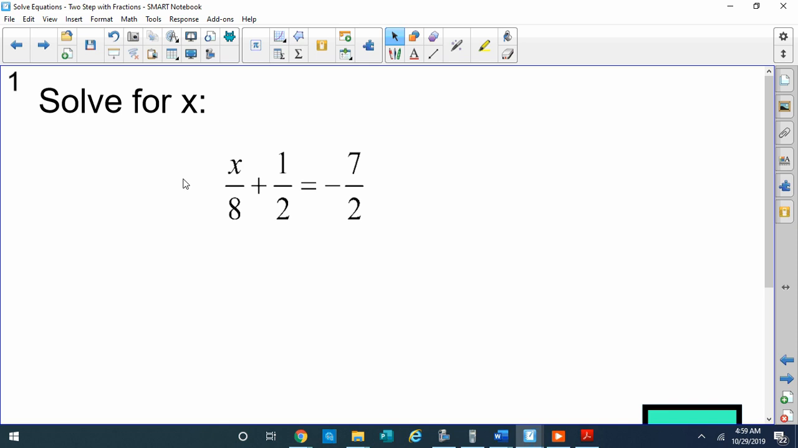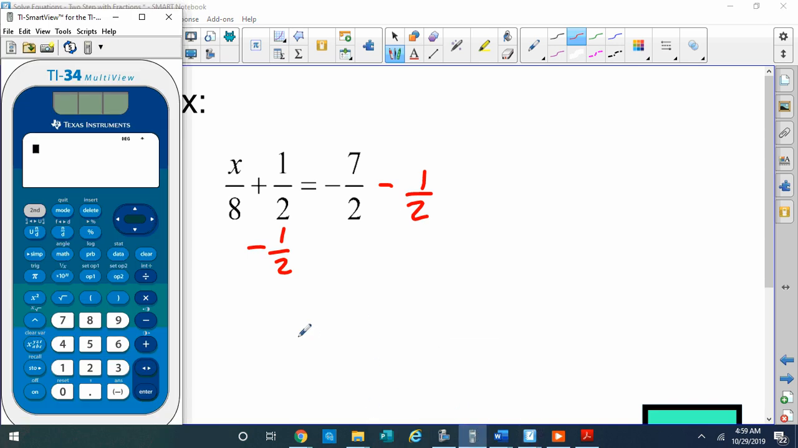Let's get a pen. All right. So this is addition. So undoing addition, I'm using the opposite operation, which is subtraction. So I'm going to subtract 1/2. So let me get my calculator and subtract 1/2. So let's type that in.